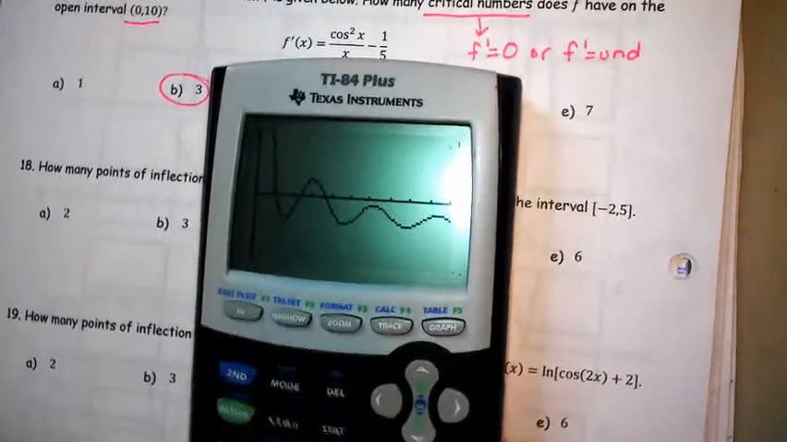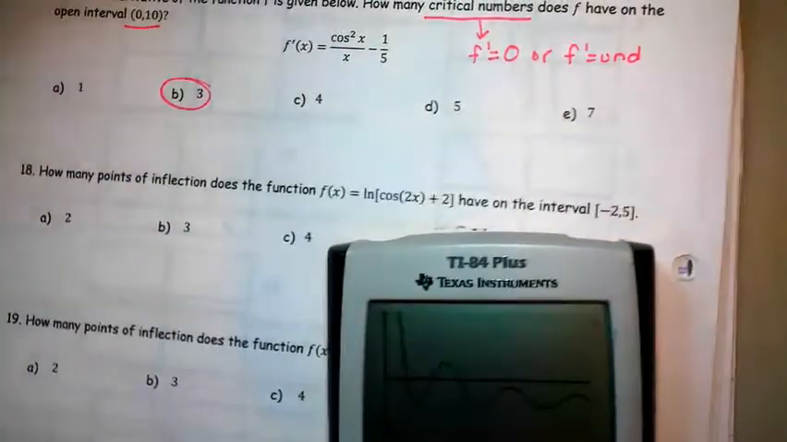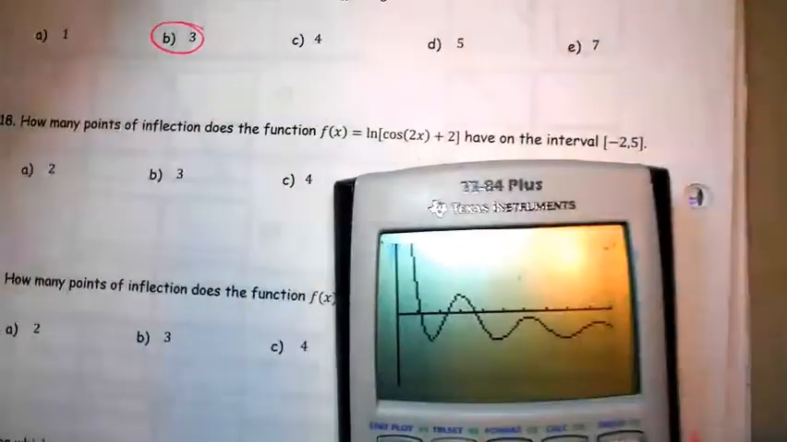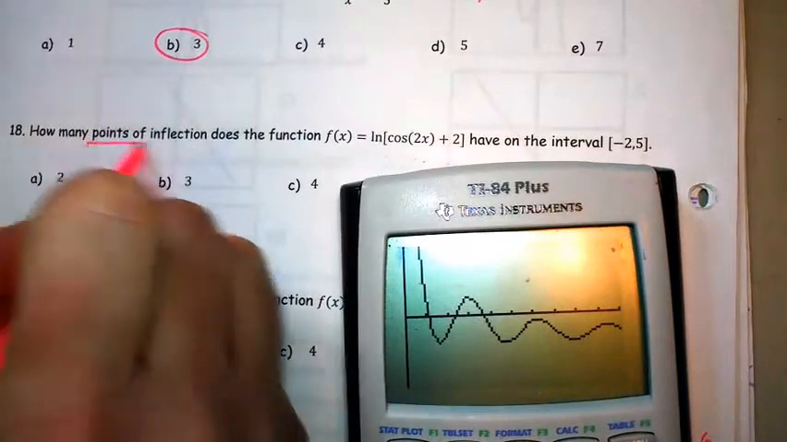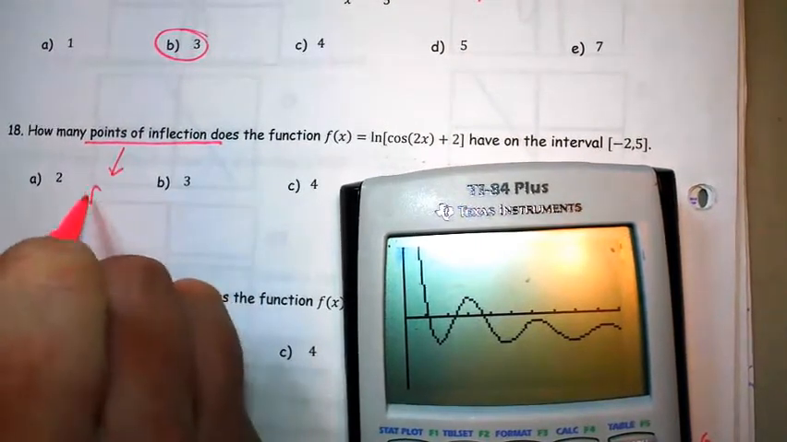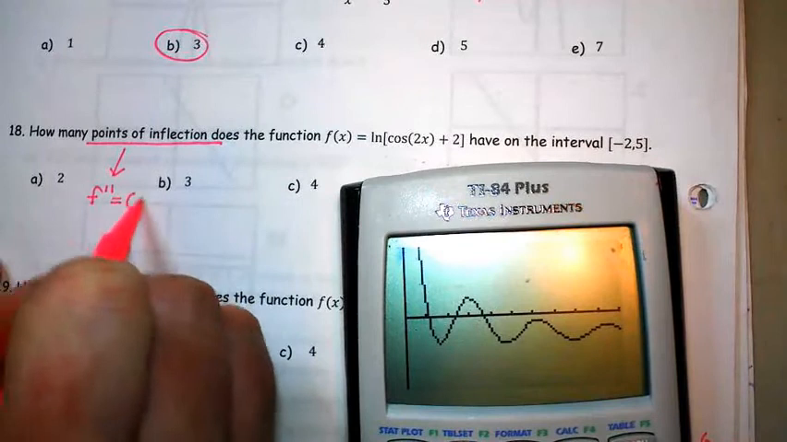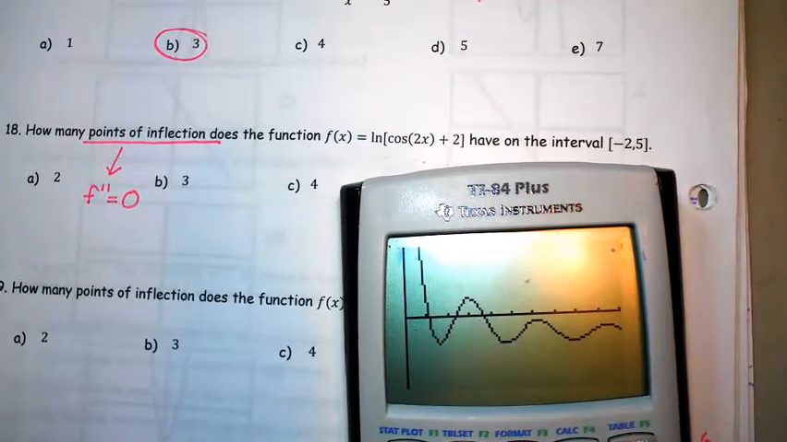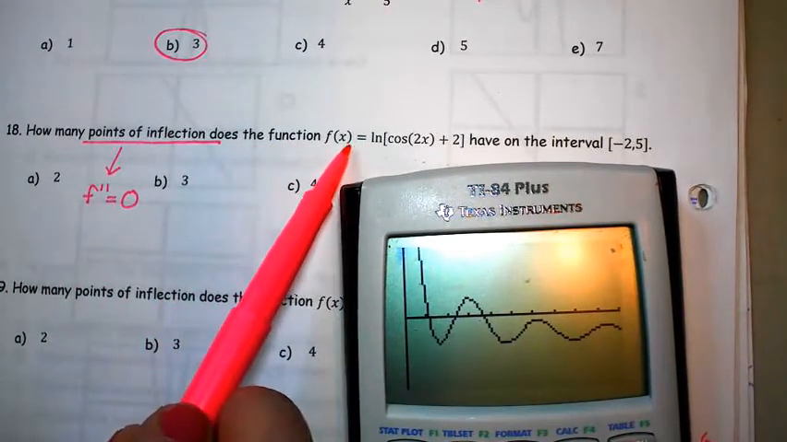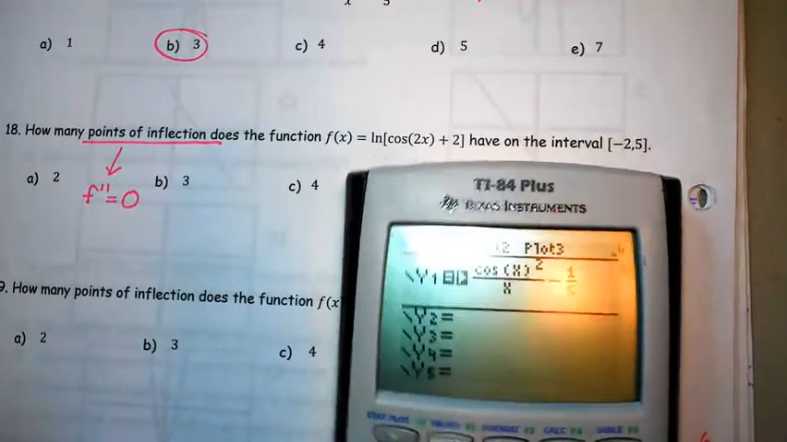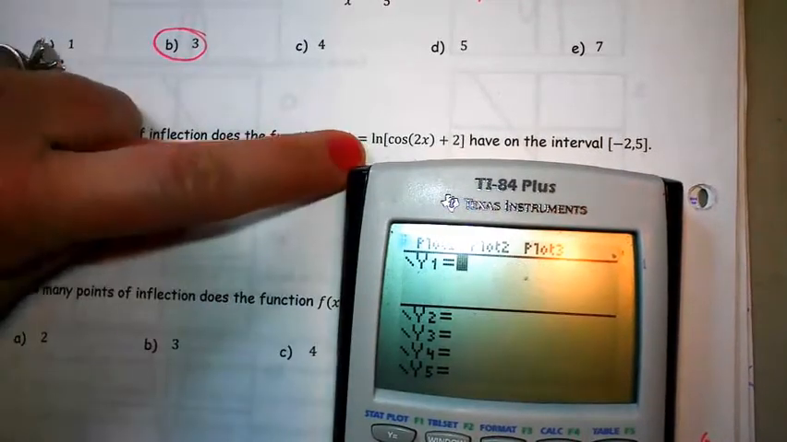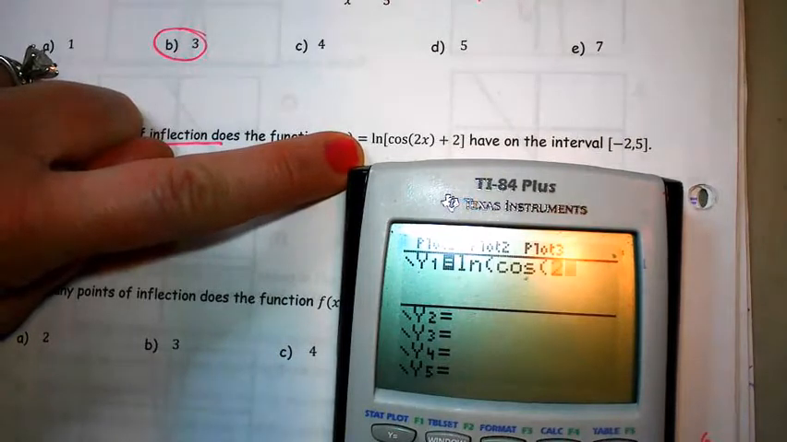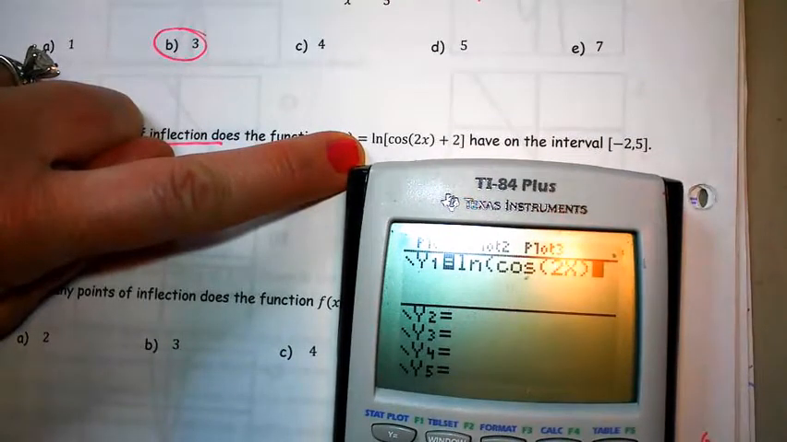Okay, number 18. How many points of inflection? As soon as I see points of inflection, I know I'm talking about the second derivative. I'm looking to see where it's 0, and also that it changes from positive to negative, or negative to positive, so it has to cross over 0. Here's my function. I'm going to go to y equals and type in that function, ln of cosine 2x plus 2.